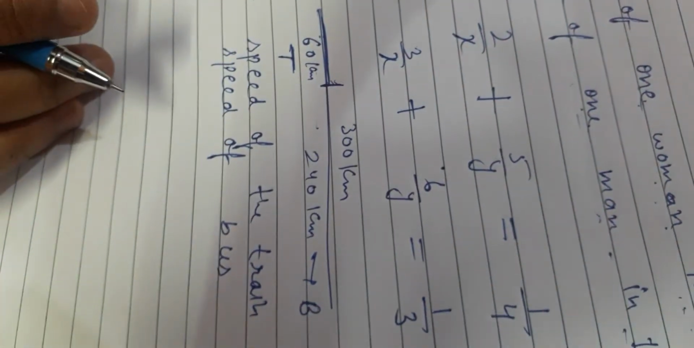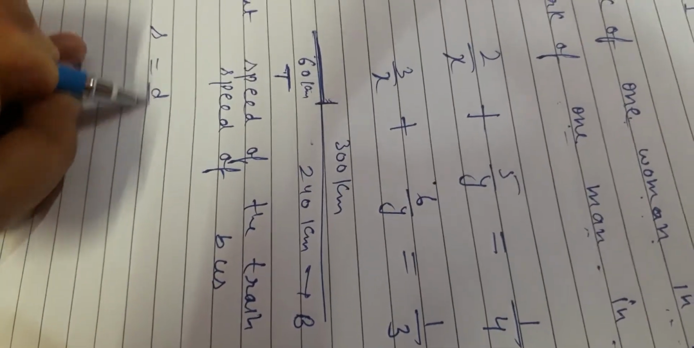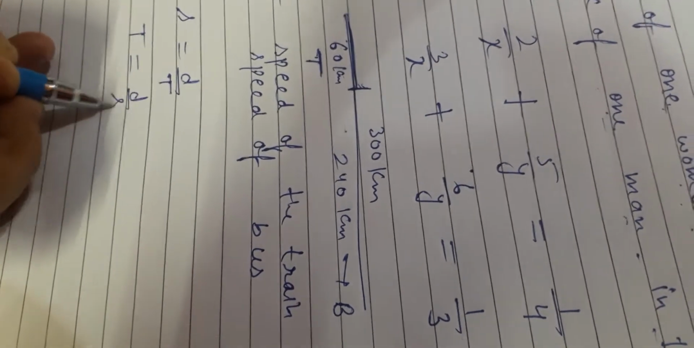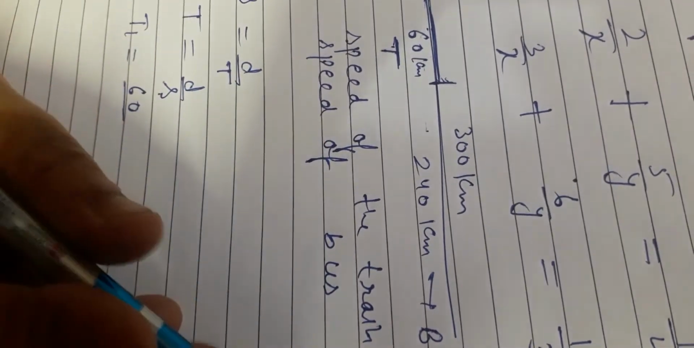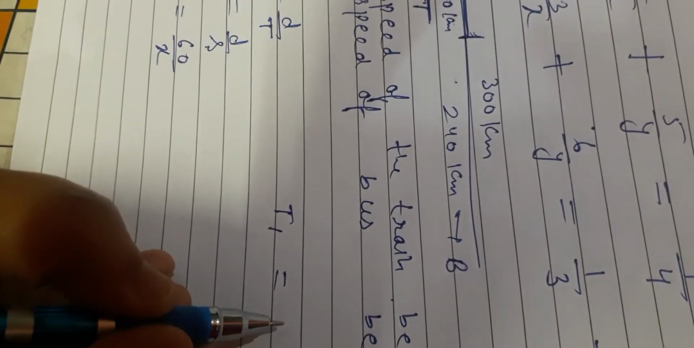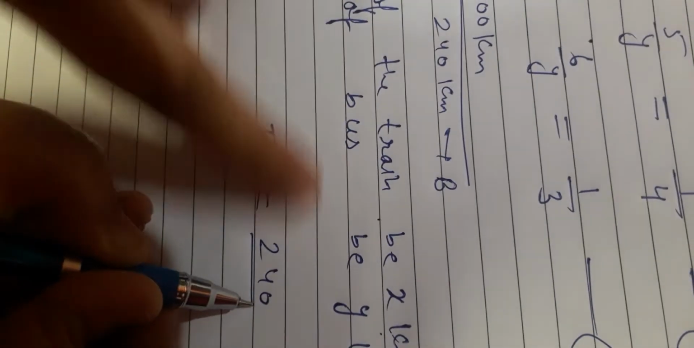Okay. Now from condition number 1, we know speed is equal to distance upon time, so we have to find the time. Time is equal to distance upon speed. So for the train, time T1 is distance 60 upon speed x, that is 60 upon x. Similarly, we can find the time of the bus. T2 is equal to distance 240 upon speed y.